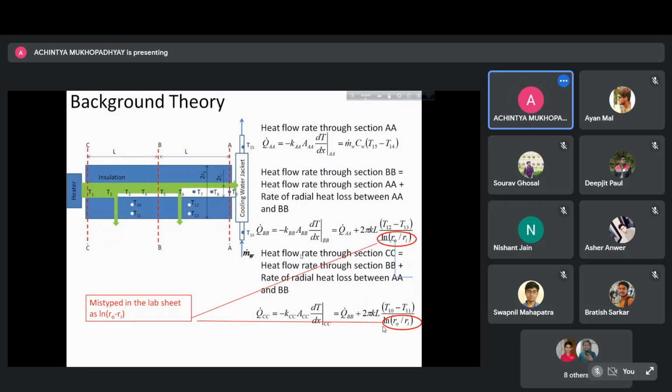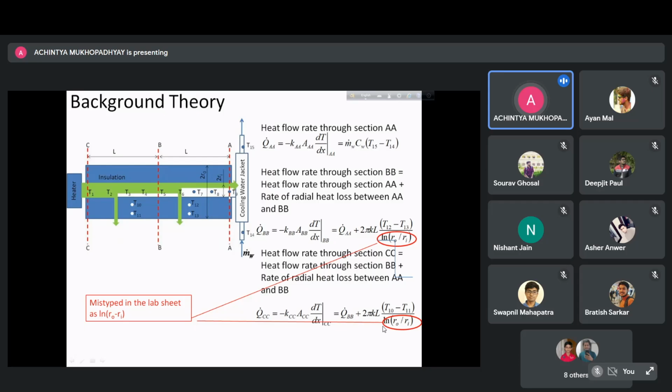Okay, so now what is the principle? Basically, we consider 3 sections. This section AA, which coincides with the location of T9, that means the 9th thermocouple, section BB which coincides with the location of the fifth thermocouple, and a section CC which coincides with the location of the first thermocouple on the metal rod. Now we are interested in finding out how much heat is passing through this cross section AA.